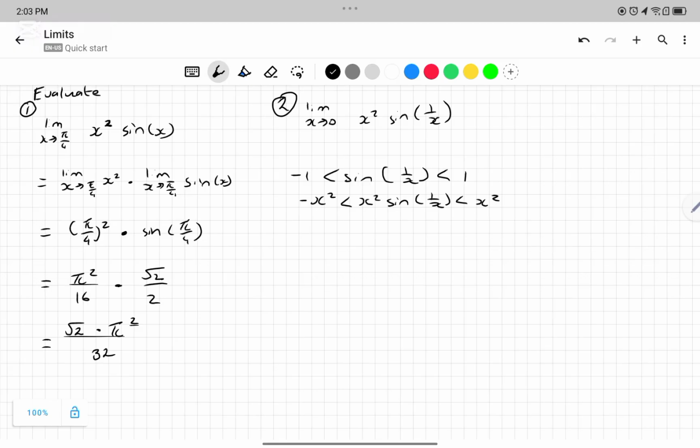Now note, if the limits of this and this are equal, then they should be equal to the limit of that. So that's the squeeze theorem. So let me repeat it. If the limit of this and the limit of this are equal, then they should be equal to the limit of this.